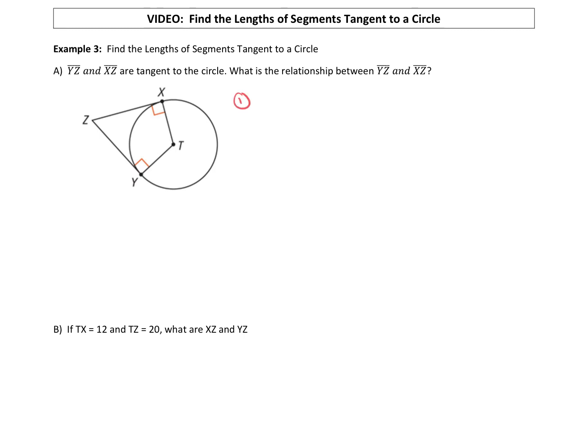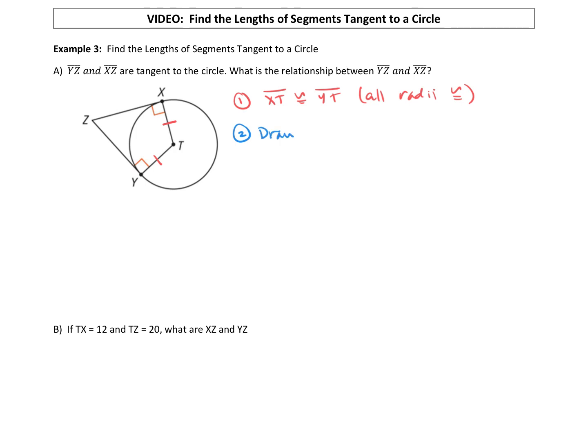First, we know that XT is going to be congruent to YT. Those are both a radius of the circle, and we know that all radii are congruent. That's good to know.